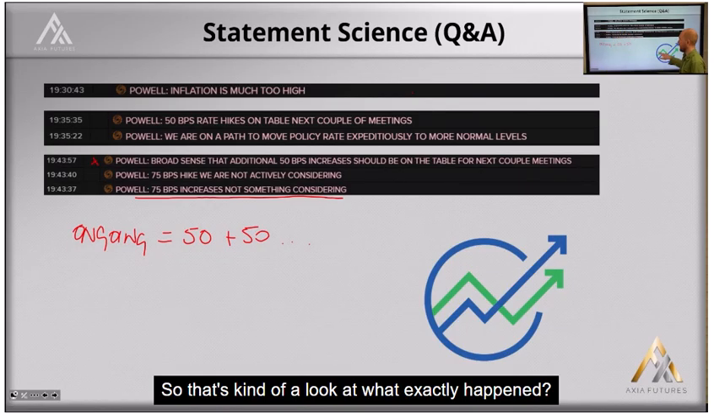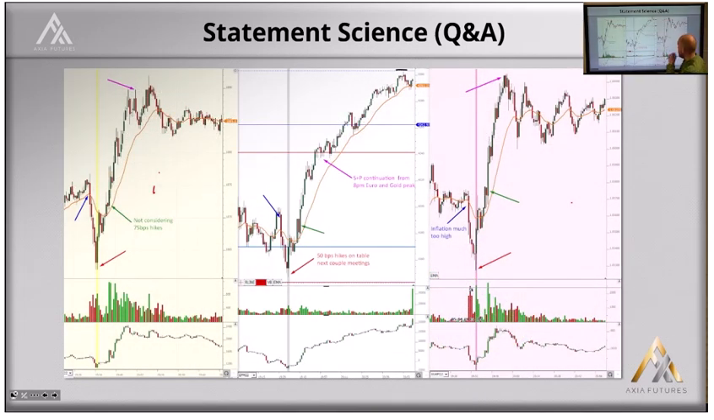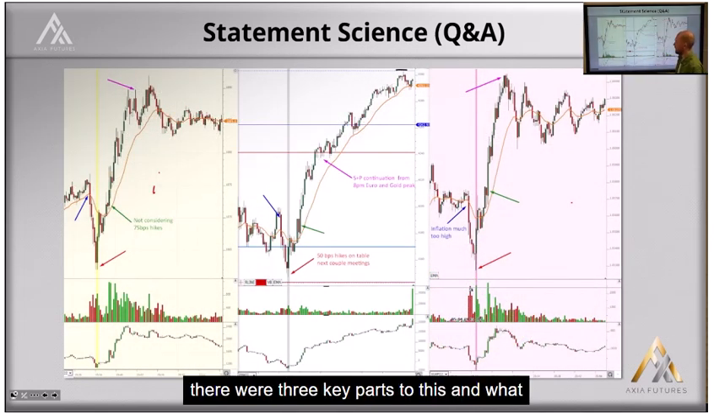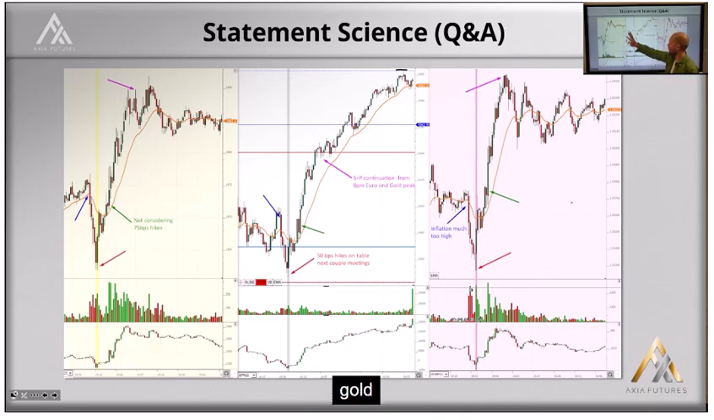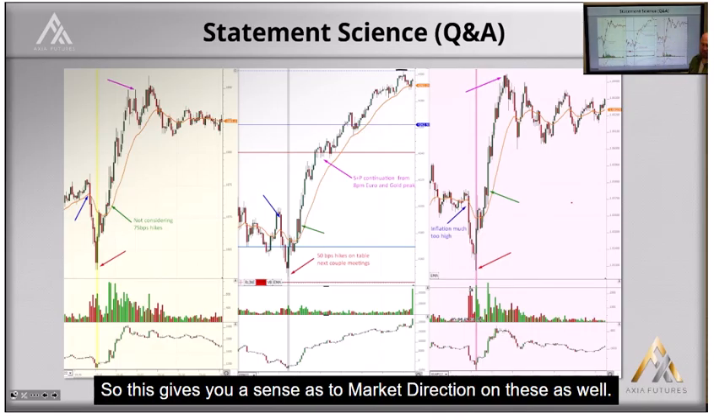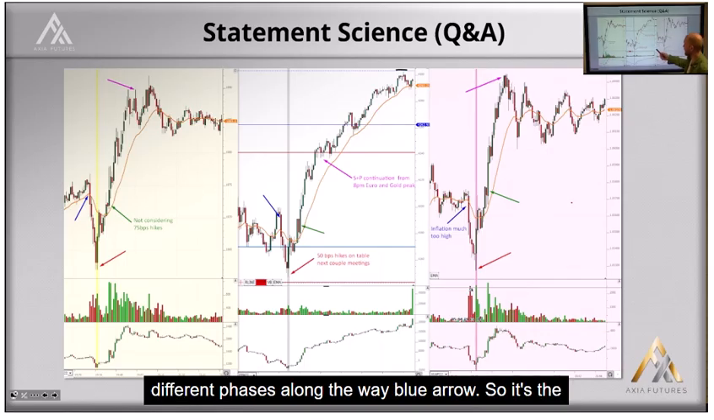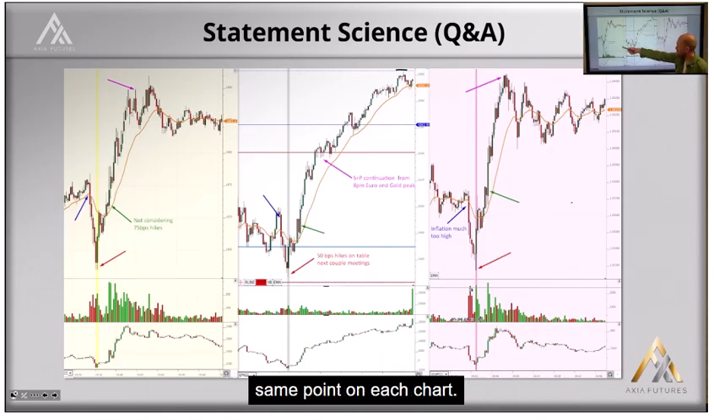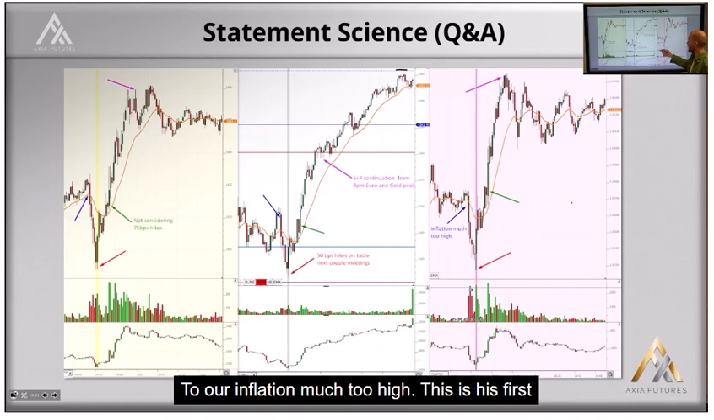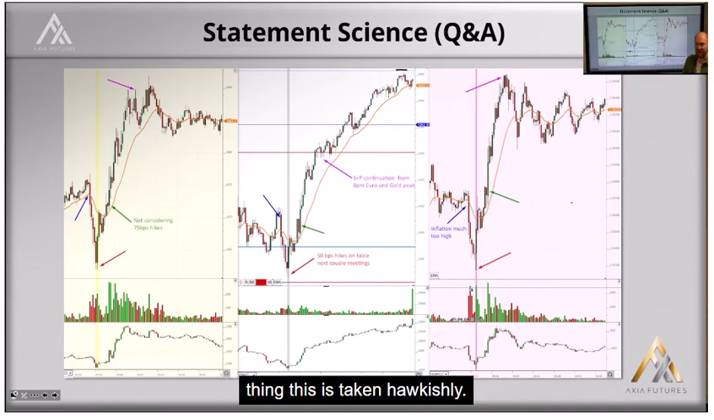So let's go and have a look at what exactly happened. There were 3 key parts to this, and what I've got here is gold, S&P, euro. So this gives you a sense as to market direction on these as well. So first take, the blue arrow. I've put the wording at different phases along the way. Blue arrow, so it's the same point on each chart. Blue arrow, inflation much too high. This was his first thing. This is taken hawkishly. The market's interpretation of this is inflation much too high, rates are going to rise faster. More rate hikes.